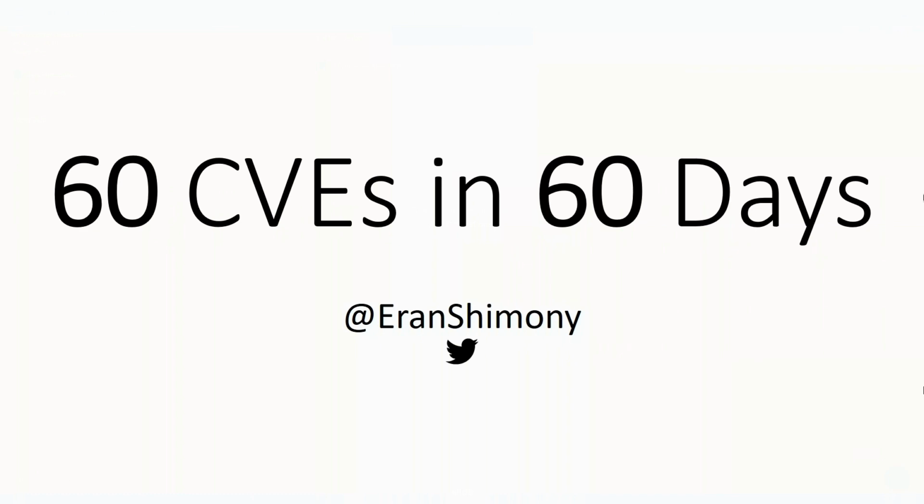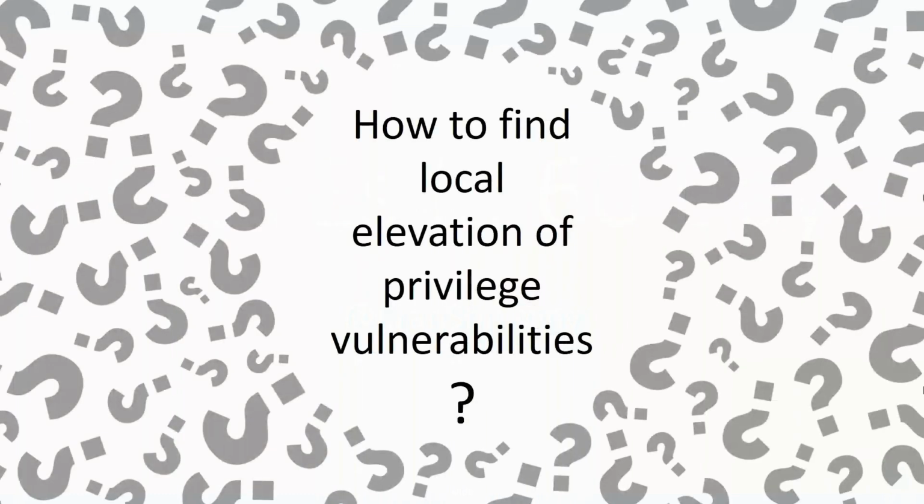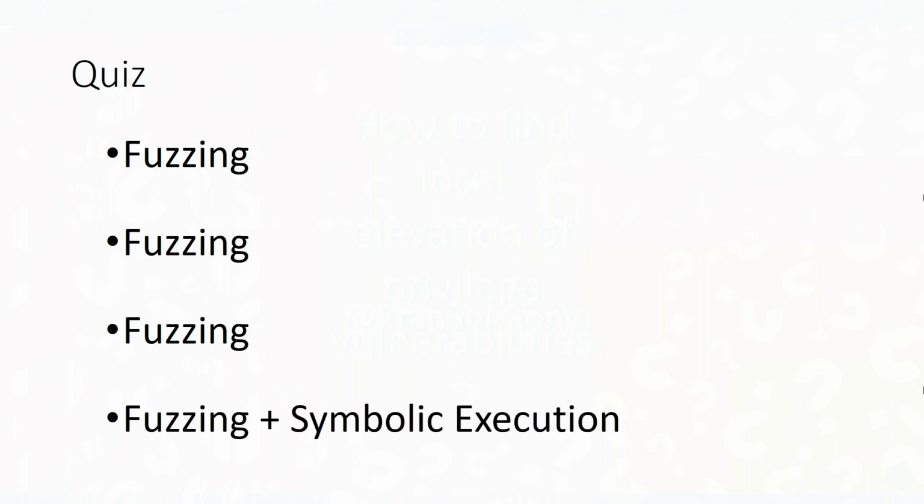As it's the first talk of the day, let's start with a quick mind teaser. How to find local elevation of privilege vulnerabilities, specifically speaking on Windows. There are four answers. Is it A, fuzzing, B, fuzzing, C, fuzzing, or D, fuzzing and symbolic execution? I'm not here to talk about fuzzing or rather symbolic execution or any other approach that works with fuzzing.